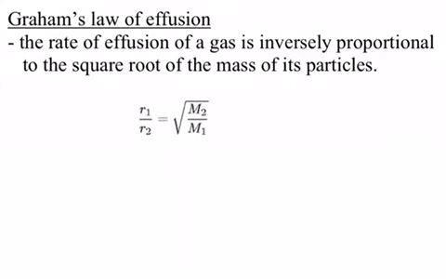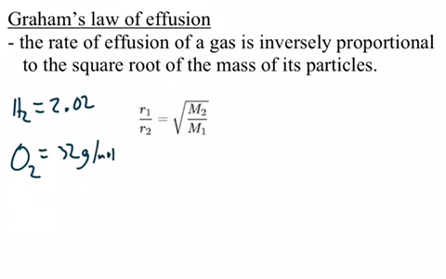Let's do one more. Let's take, for instance, hydrogen, which is the lightest gas known to man, with a molar mass of 2.02 when you multiply 1.01 times 2. Let's see how much faster hydrogen is compared to, let's say, something like oxygen gas, which we know is 16 times 2, which is 32. Now remember, the units are grams per mole.